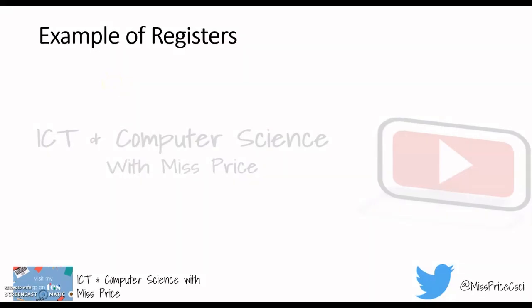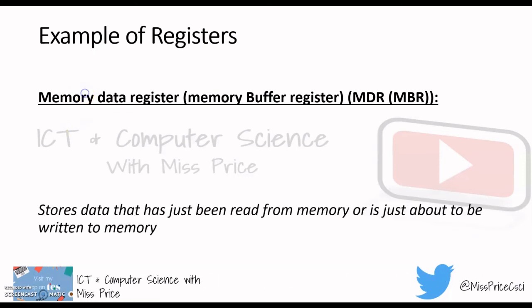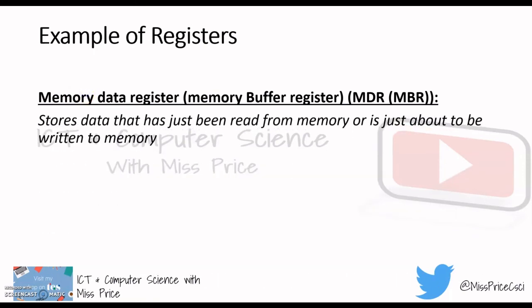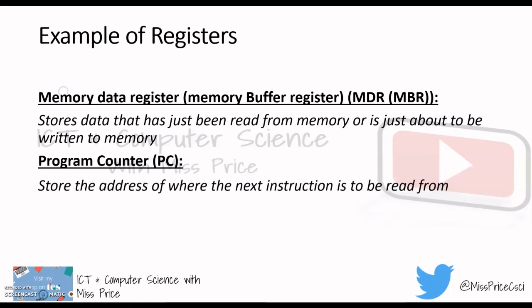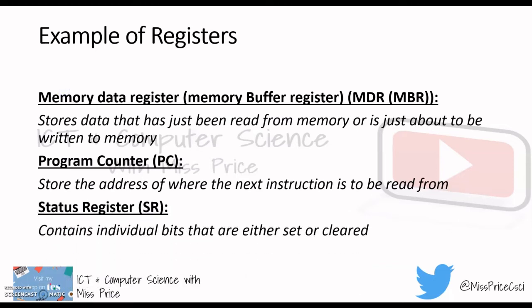Continuing with our examples. So we've got the memory data register, or it could be known as the memory buffer register. And what this does is that it stores data that's just been read from the memory, and it's about to be written to the memory. Then you've got the program counter, and that stores the address of where the next instruction is to be read from. And then you've got your status register, and that contains individual bits that are either set or cleared.